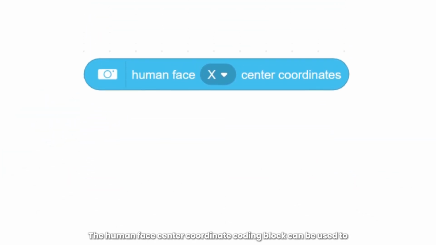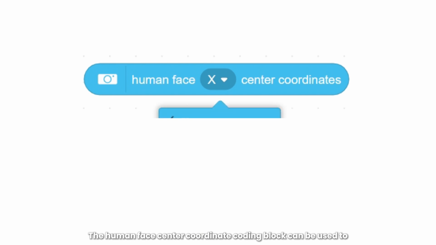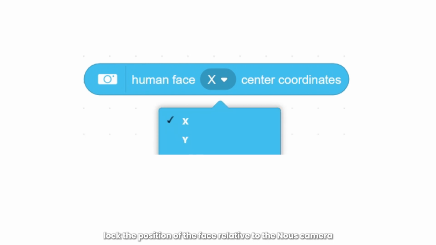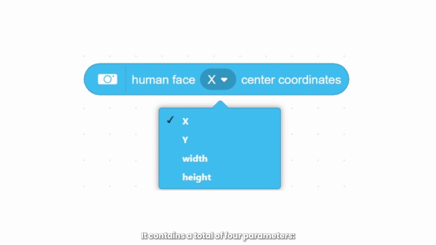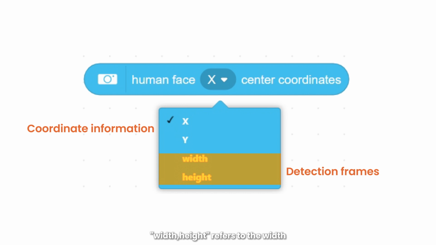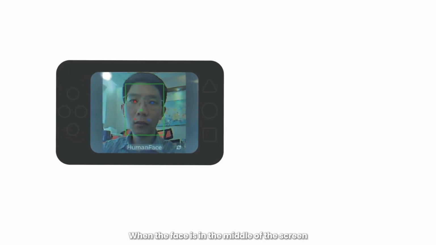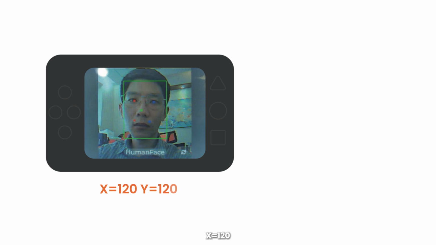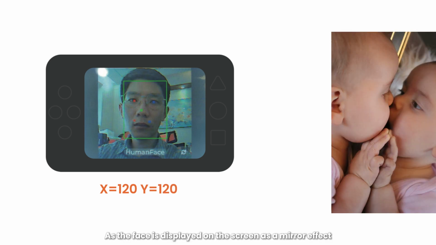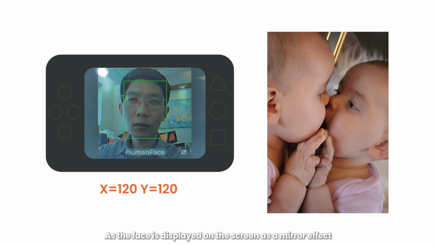The Human Face Center coordinate coding block can be used to lock the position of the face relative to the Nous Camera. It contains a total of 4 parameters. X, Y refers to the coordinate information of the center point of the face. Width, height refers to the width and height of the detection frame for face detection. When the face is in the middle of the screen, X equals 120, Y equals 120, as the face is displayed on the screen as a mirror effect.